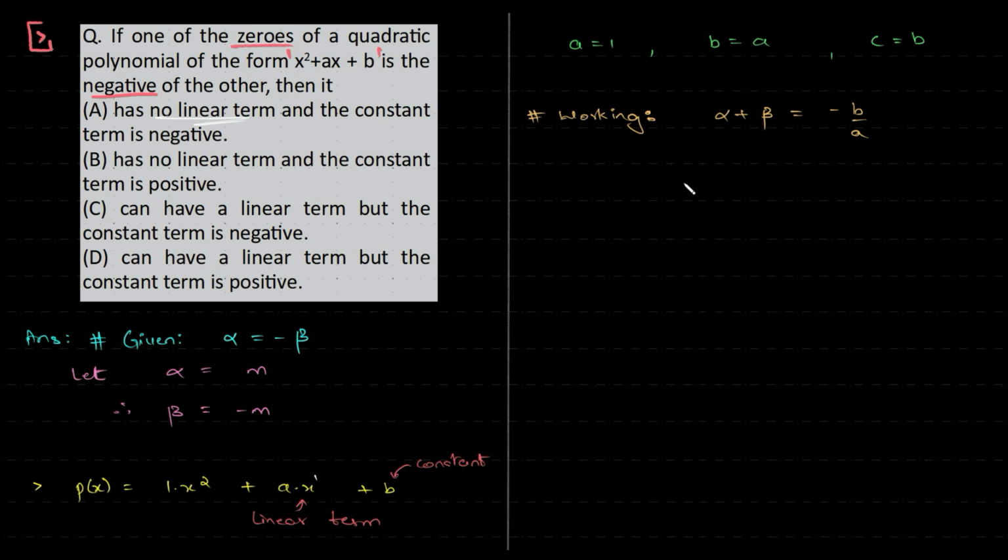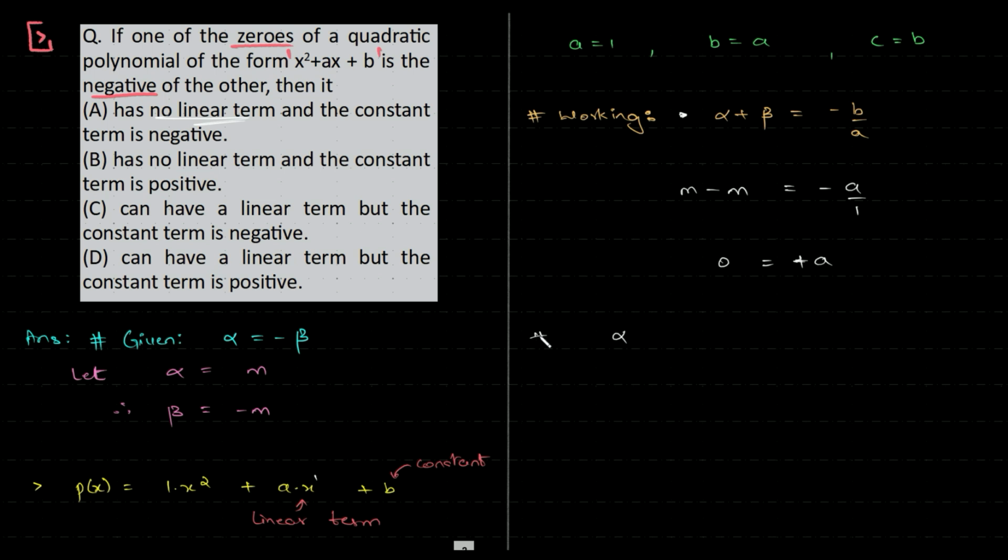We have alpha is m and this is minus m. It's equal to minus a by 1. So we have 0 is equal to minus a, right? Or I can just write plus a is equal to 0, because 0 does not have any sign. Basically the a term is 0. That's very clear.